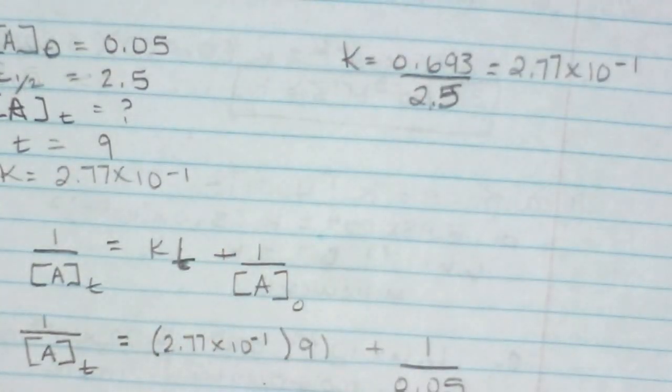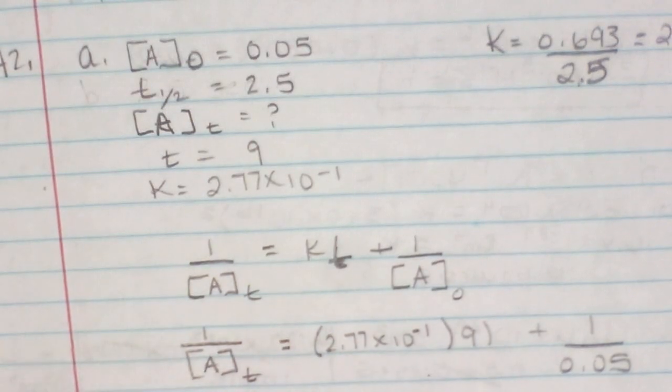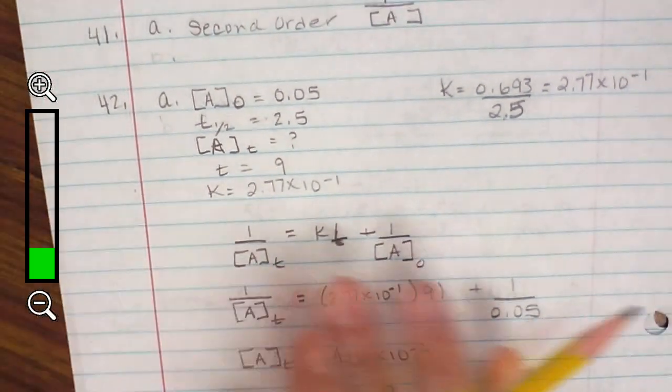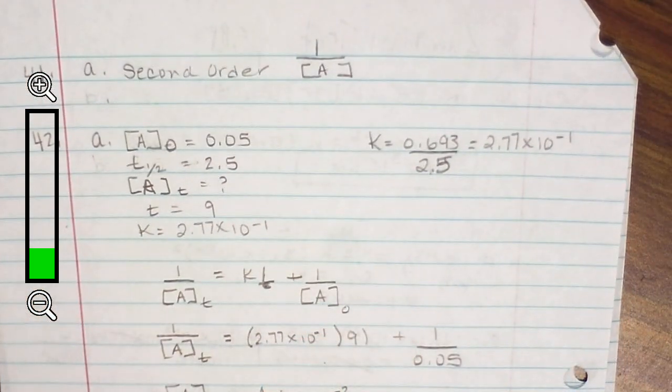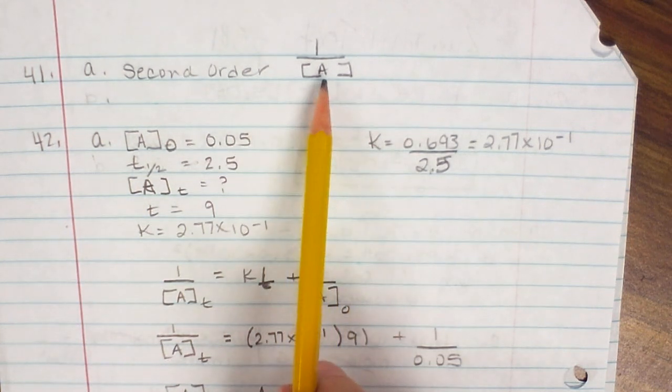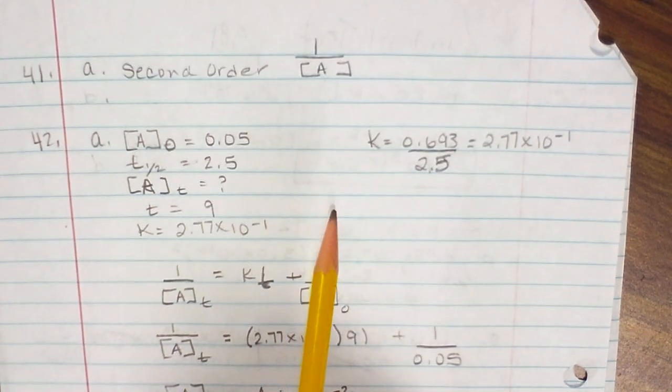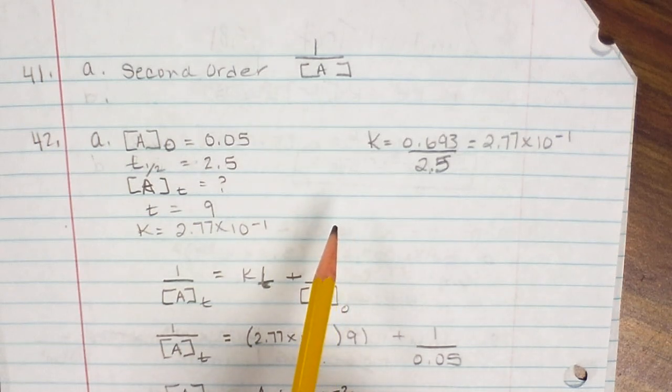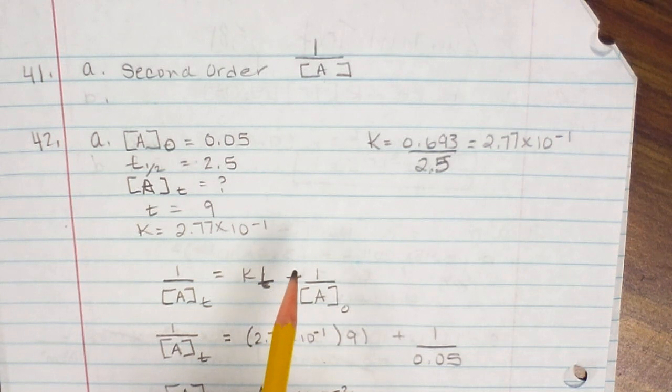Okay, number 41. Second order, because the linear graph is 1 over the concentration of A. So that's a linear graph. That's a second order equation. All right. Now for number 42, what is the concentration of A after 9 seconds?